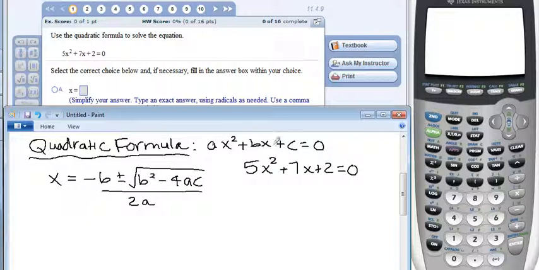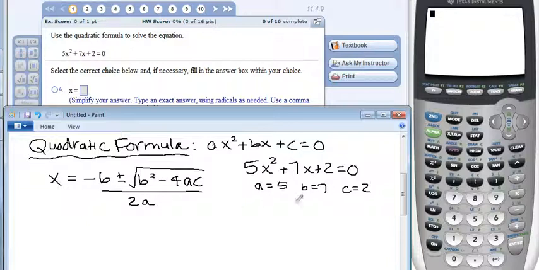Now we can compare with our generic one. Yeah, it's in the right order. A is 5, B is 7, C is 2. So we'll write that down. A is 5, B is 7, and C is 2. Okay, we carry the signs with these. If this was a -7x, this would be a -7.